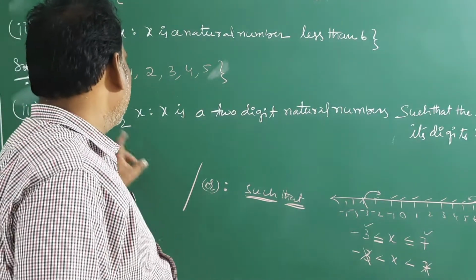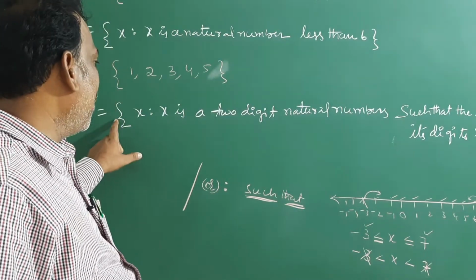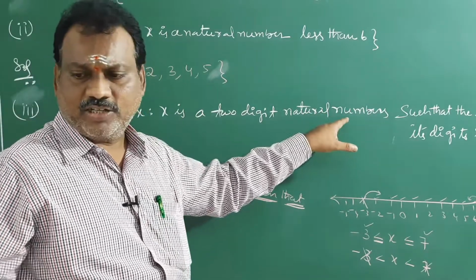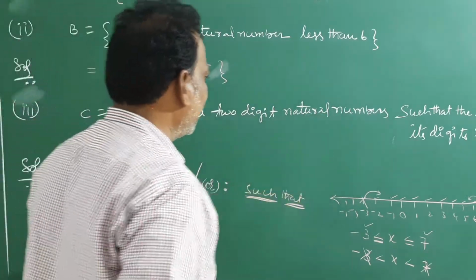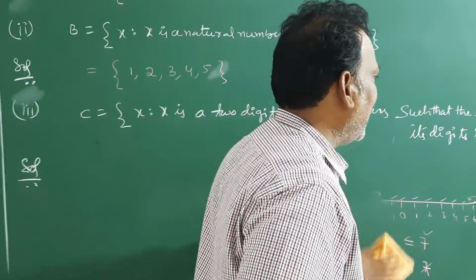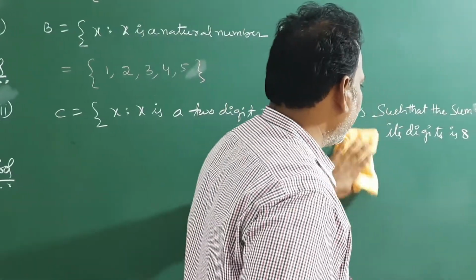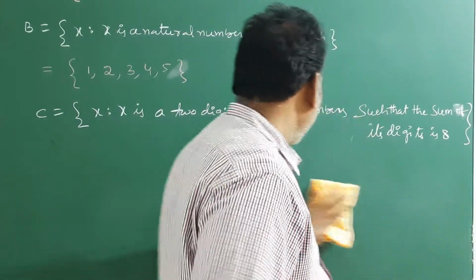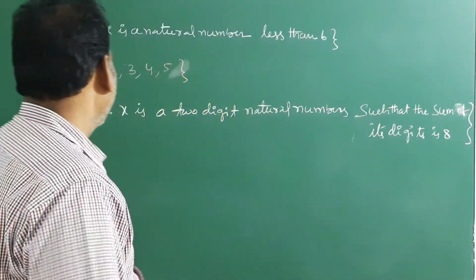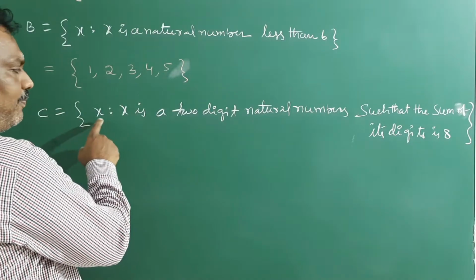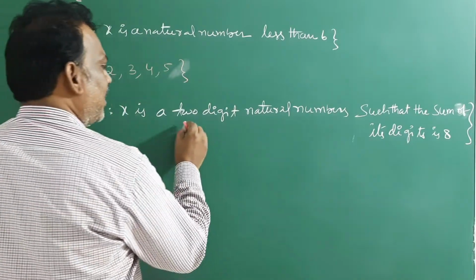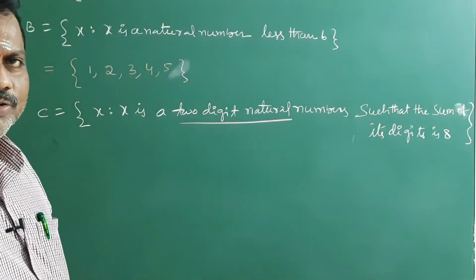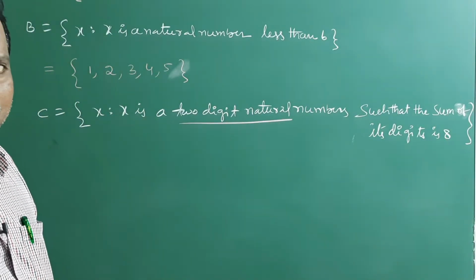Next C. Set of x such that x is a 2-digit natural number such that the sum of its digit is 8. Carefully you have to observe, students. Carefully observe. C is equal to set of x such that x is a 2-digit natural number. 2-digit numbers you know very well. They are asking natural numbers.